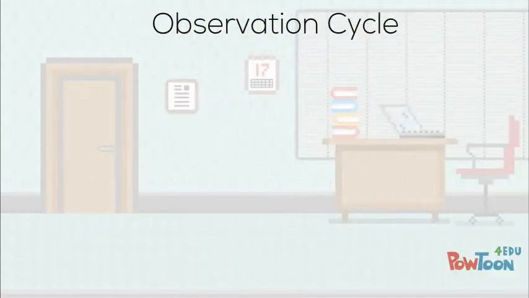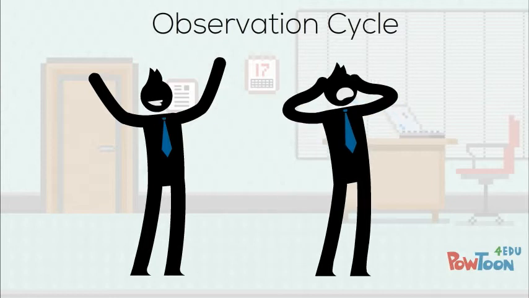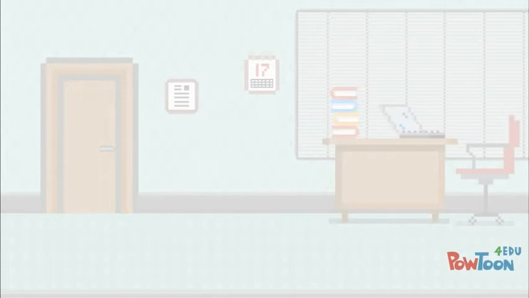There are 5 separate observations over the length of the semester, 3 announced and 2 unannounced. Supervising practitioners are required to participate in announced observation number 1, unannounced observation number 1, and unannounced observation number 2.